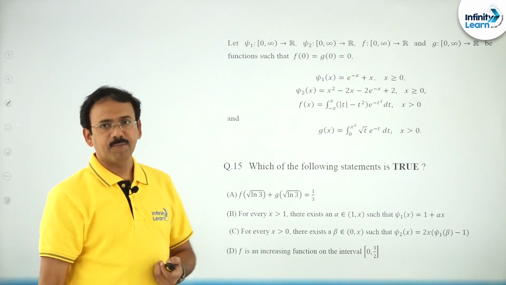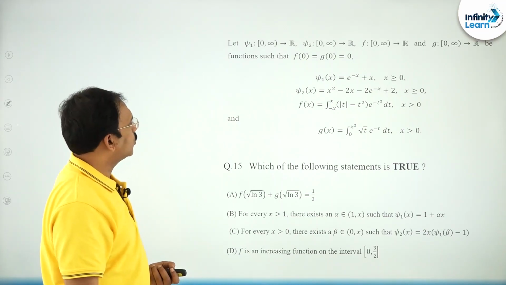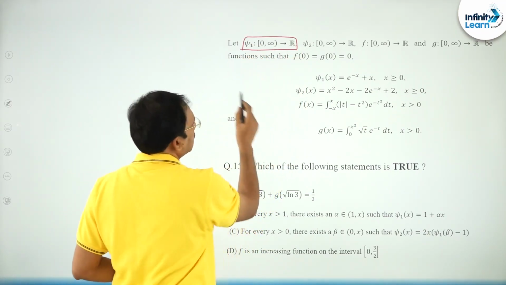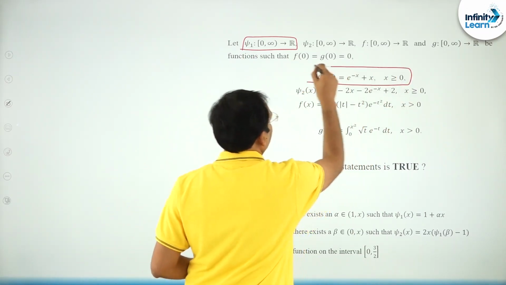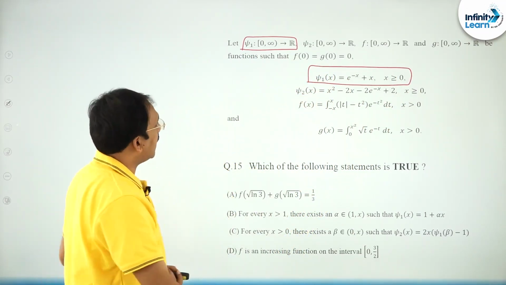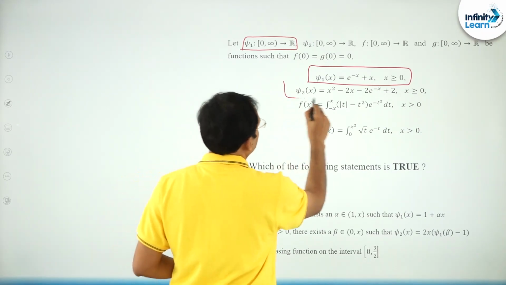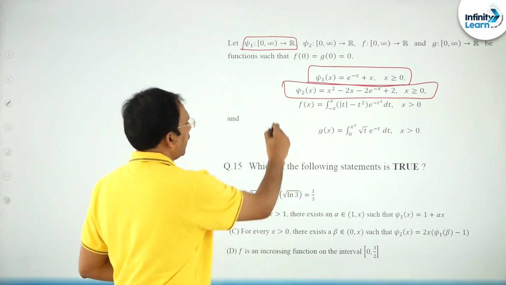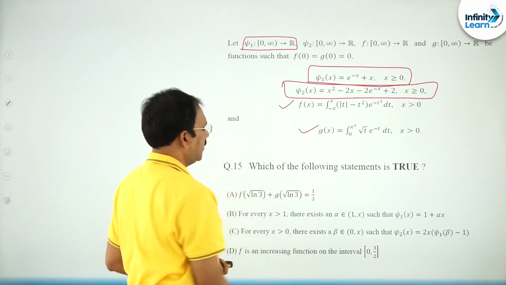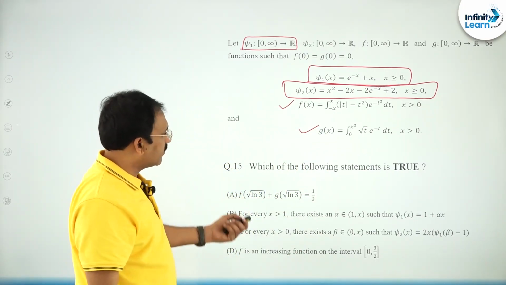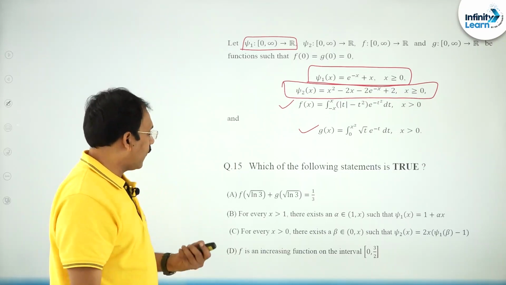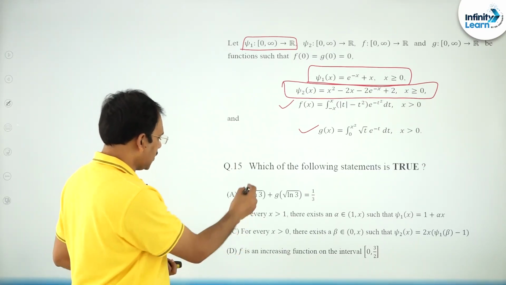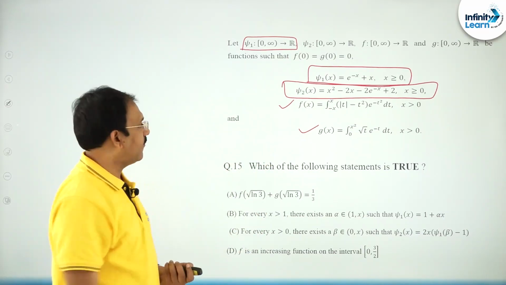Here he has given two functions. Phi1 is defined by e power minus x plus x. In the same way, phi2 is another function given like this. Now f of x and g of x are also defined. He is asking which of the following is true. Here, for checking these, first try to simplify f of x.